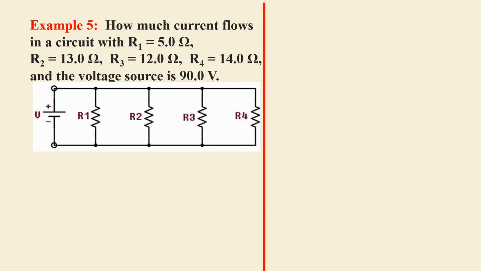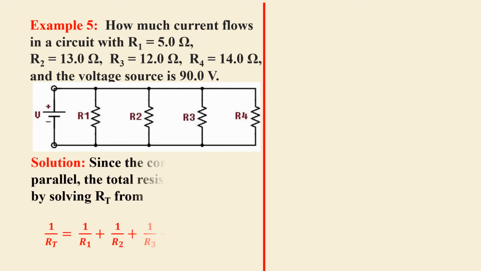Example number 5. How much current flows in a circuit with R1 equals 5 ohms, R sub 2 equals 13 ohms, R sub 3 equals 12 ohms, R sub 4 equals 14 ohms, and the voltage source is 90 volts. As can be seen in the figure, the connection is parallel. Therefore, the total resistance is obtained by solving RT from this formula.